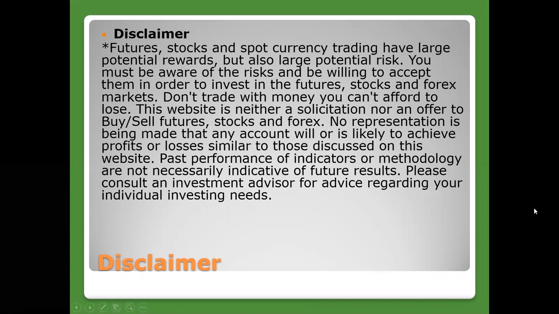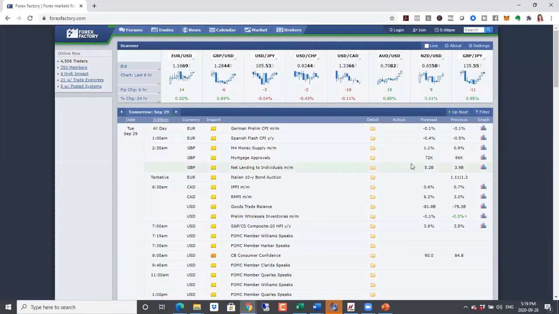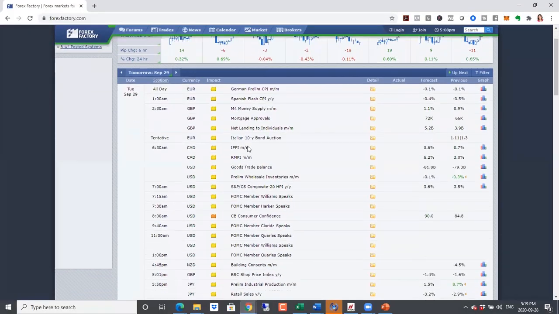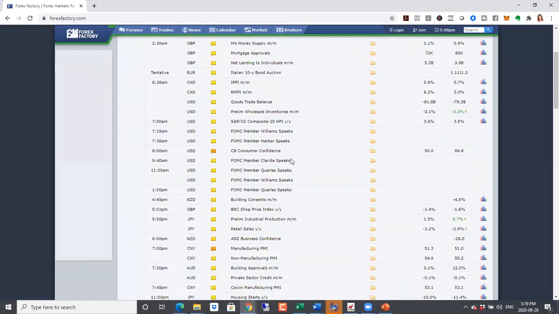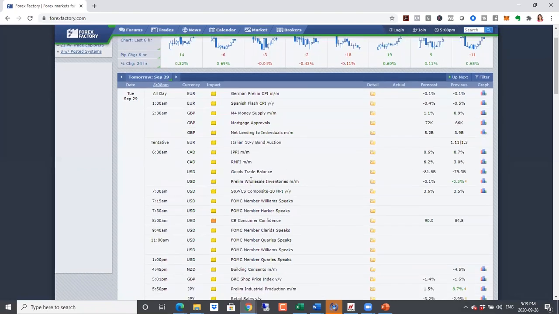As usual, we'll start off with our calendar here. So coming up, we have a busy day in terms of news, nothing in the red, so nothing critical, but we have to be careful tomorrow because it can be volatile. So a few different things going on here for us.